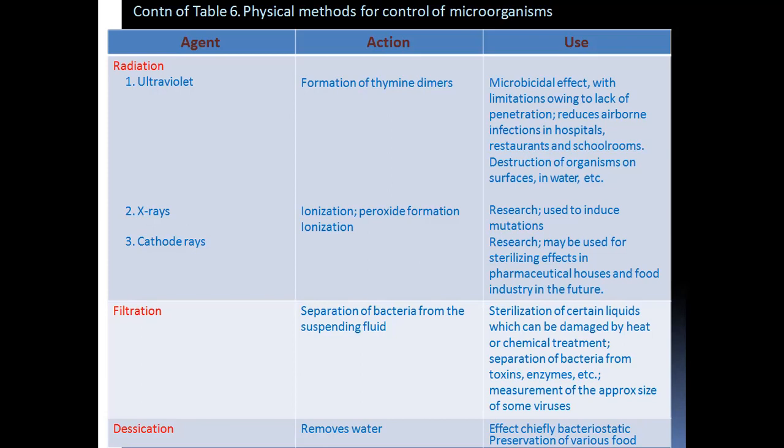Destruction of the microorganism surfaces in water also happens. Now X-rays: the process by which X-rays inhibit microbial growth is ionization. Ionization happens in the microorganisms, and peroxide formation inhibits the growth of microorganisms. X-rays are usually used in research labs to induce mutations.